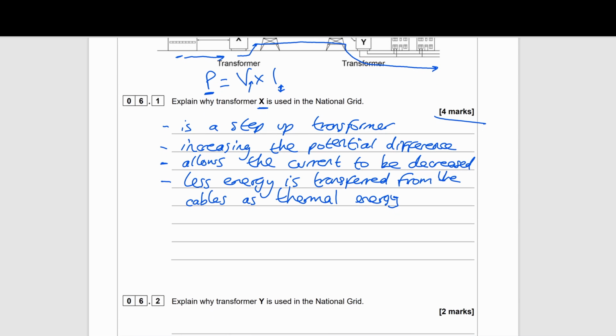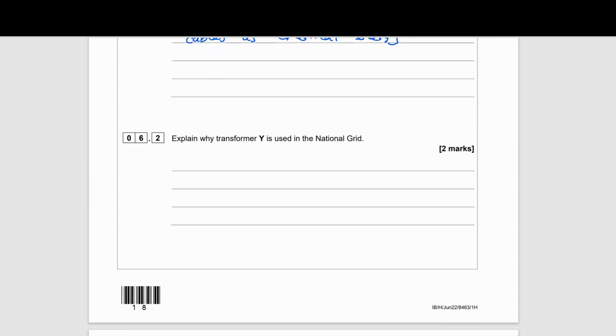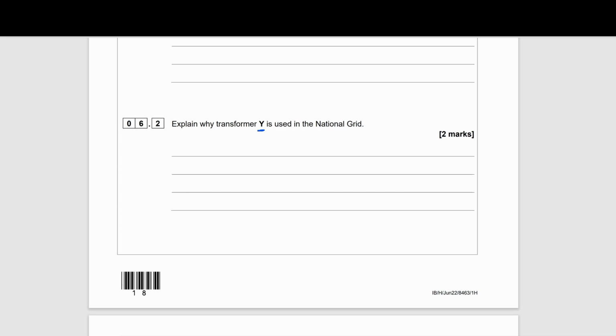Okay, 6.2. Explain why transformer Y is used in the national grid. 2 marks. So we've already stated now what transformer Y is. We said it's a step-down transformer. Well, why is it a step-down transformer? What is it doing? It's decreasing the potential difference this time.